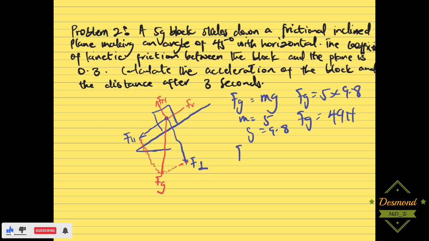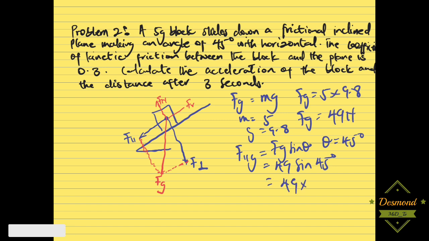Now let's look at the parallel component of the gravitational force. I'll represent it as Fg parallel, which will be Fg sine theta. We know our Fg is 49, and theta here is 45 degrees. So we get 49 times sine 45, which is root 2 on 2, and when we do it, we get 34.6 newtons. That's the parallel component of the gravitational force.